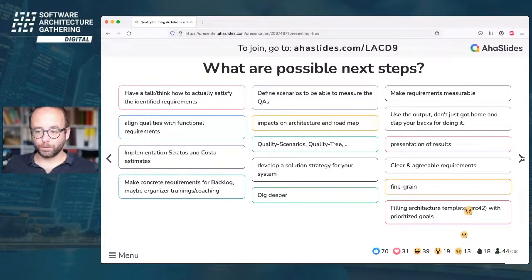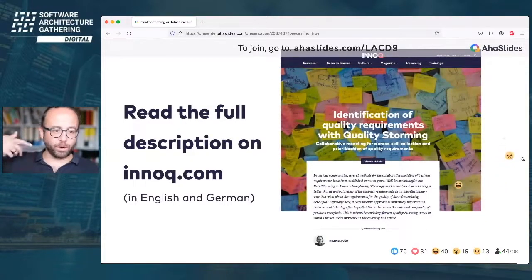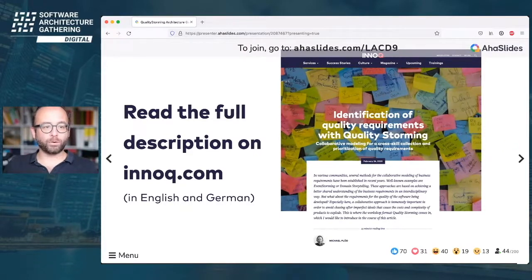As a helper to you, I have written an article on the INNOQ homepage about quality storming, and this is available in English or German. So if you go to the INNOQ homepage and search for quality storming, you will find a written article, which is basically certain parts of this talk in text form, and also a playbook, as a reference for you with some further details. So there's also documentation for that. If you want to get started, I think that should be a good starting point for you.